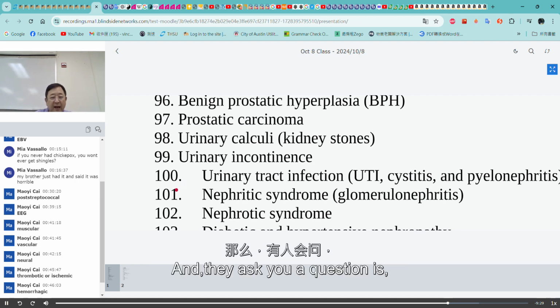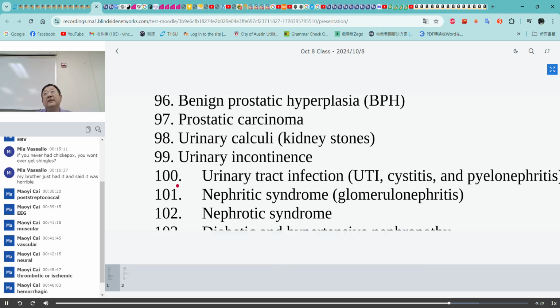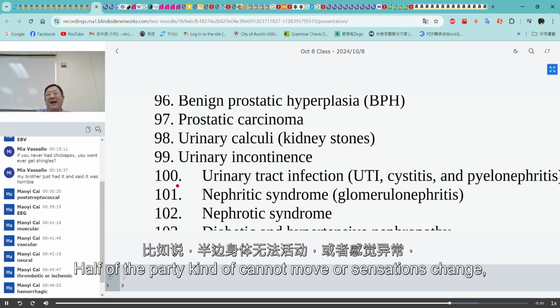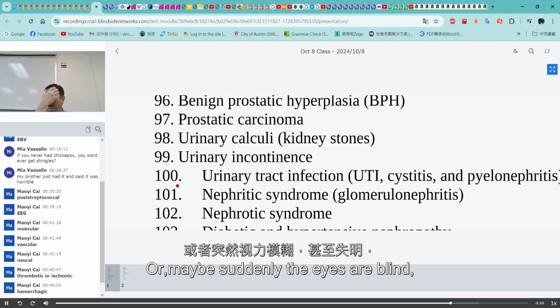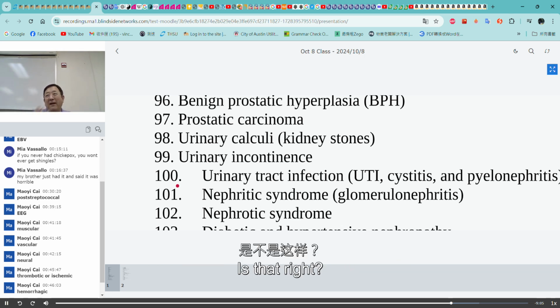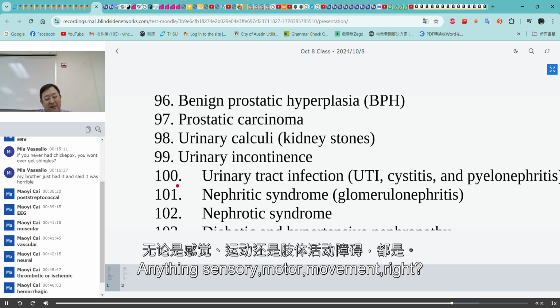Rupture, yeah. And then they ask you a question: which of the following are signs that may suggest a person has a stroke? Well, a lot of times people know that. Half of the body cannot move, or sensation changes, or maybe suddenly the eyes are blind, cannot see, or the face is deviated. That's what usually happens. So basically, anything sensory, motor, movement.